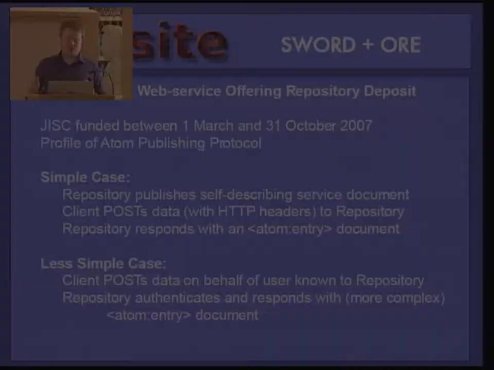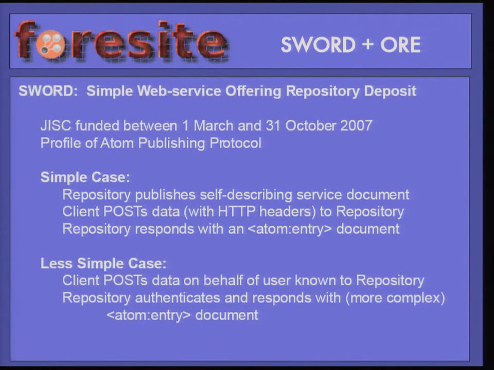Okay, so a quick word about SWORD and ORE. SWORD has been mentioned lots. It's getting loads of press, so I won't spend too much time saying what SWORD is. SWORD was a JISC-funded project, and it was a profile of the Atom publishing protocol. In the simplest case, the repository publishes a service document which explains where you can deposit to, and a client will post documents, zip files, packages to that URL, and the repository will ingest them and return with a success or a failure notice.